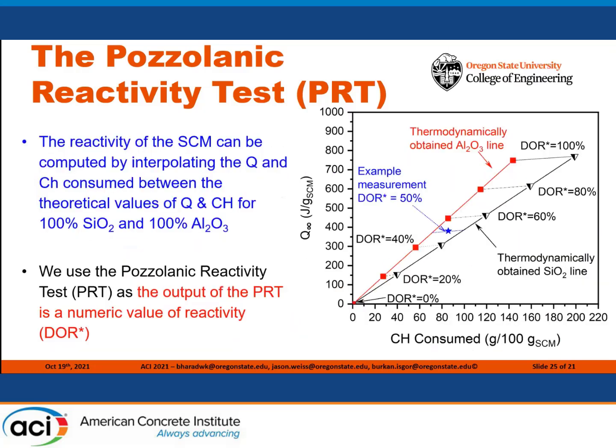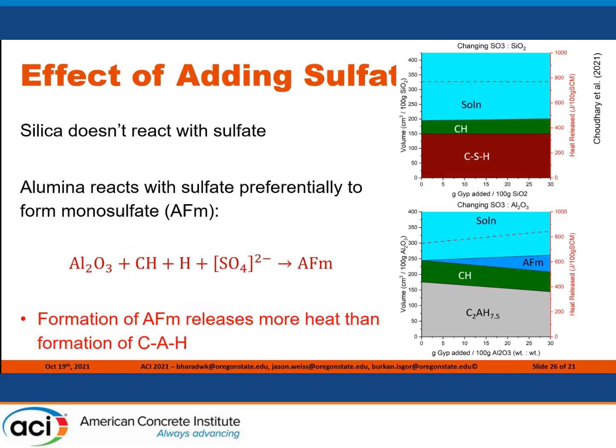When you add sulfates and carbonates, you change the reaction products that form. Essentially, silica doesn't react with the sulfate, but alumina does react with the sulfate preferentially to form monosulfates rather than calcium aluminate hydrates. And this reaction changes the heat released and the calcium hydroxide consumed and even the bound water, if you will, of the resulting mixture. So the chemical composition of the SCM will impact the output of the results.